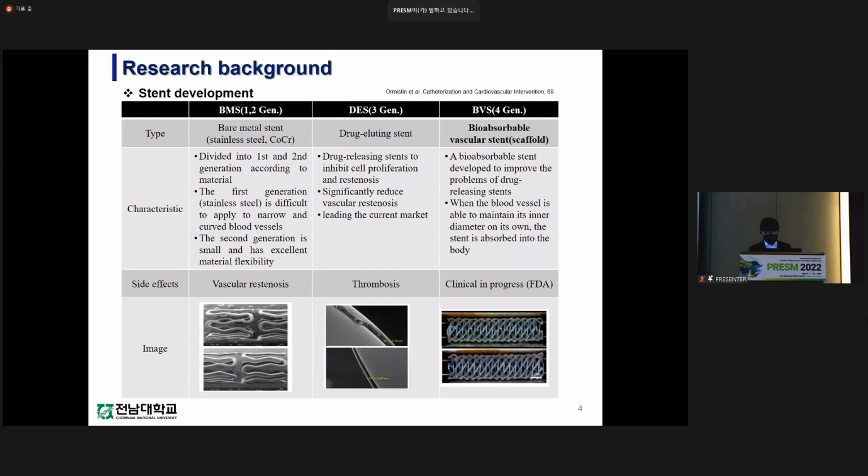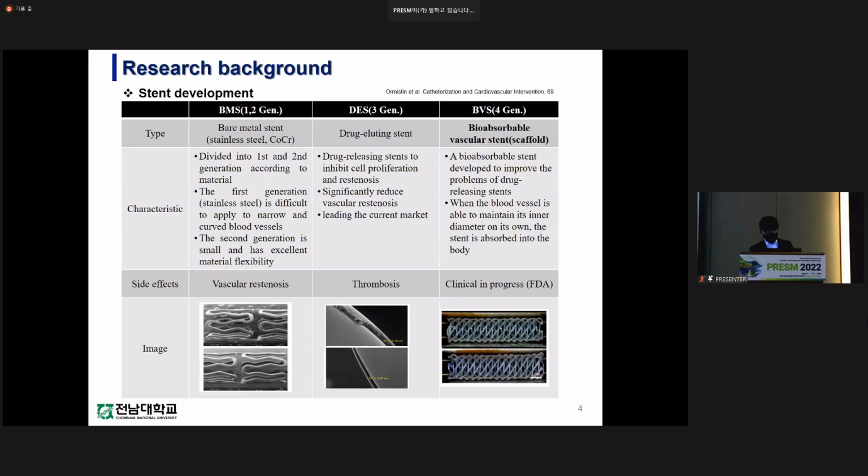According to the material and characteristics of the stent, it is divided into 4 generations. The first and second generation of the bare metal stents are made of stainless steel or cobalt chrome and are the most widely used. However, it has side effects. The third generation drug-eluting stent is a drug-released stent that inhibits cell proliferation and stenosis and is the most commonly used today.